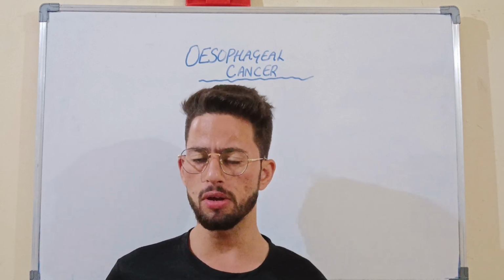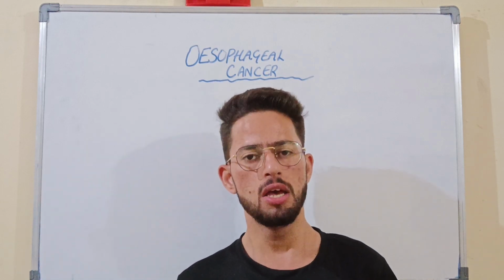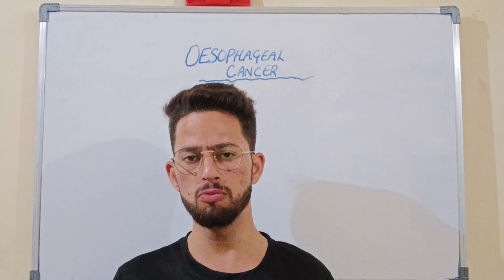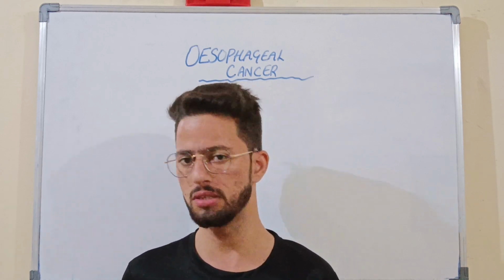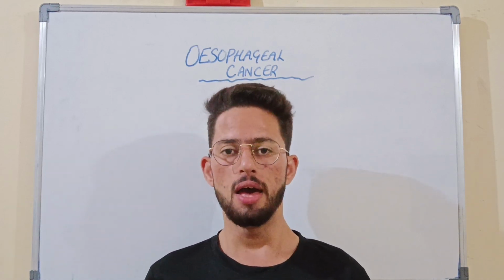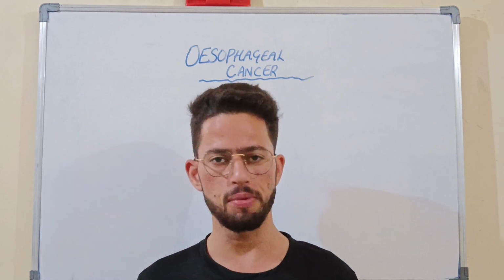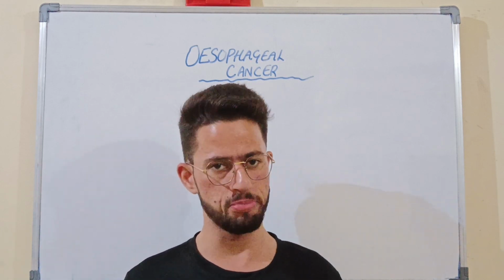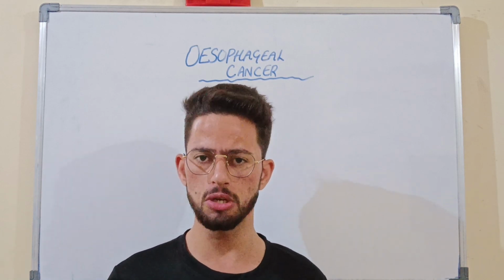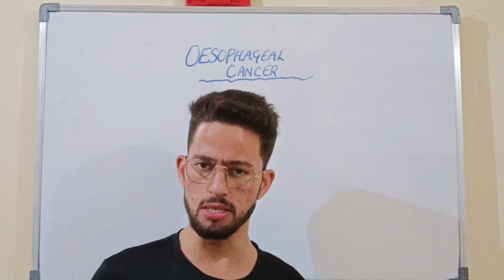Okay. So if we talk about the esophagus, it is a long muscular tube about 25 centimeters in size in adults, extending from the root of the neck and ending at the cardiac sphincter. That is the junction between the esophagus and the stomach.